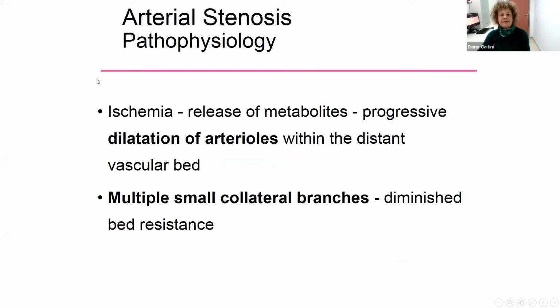The presence of ischemia leads to the release of metabolites and progressive dilatation of arterioles within the distal vascular bed and the opening of small collateral branches, and these lead to diminished bed resistance.